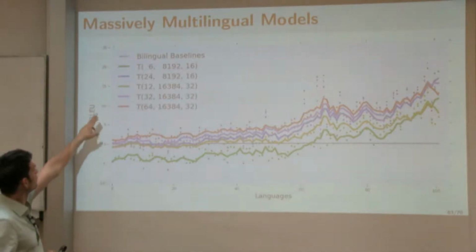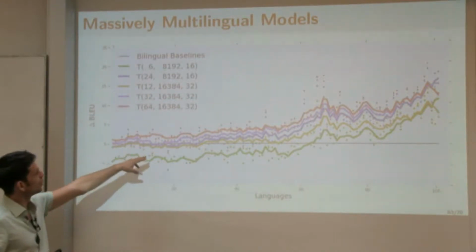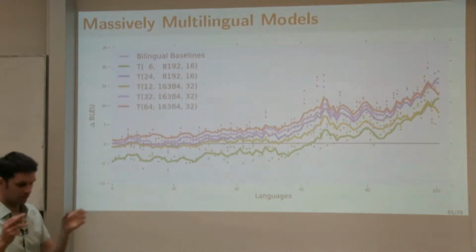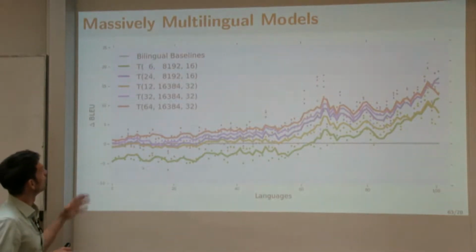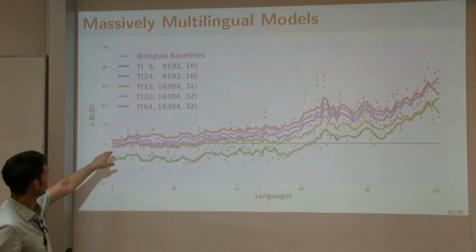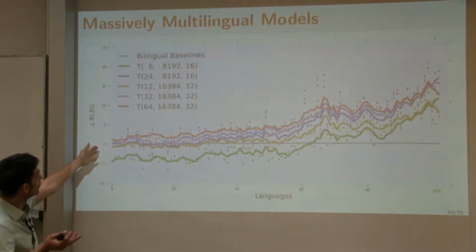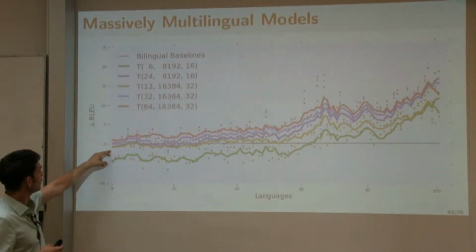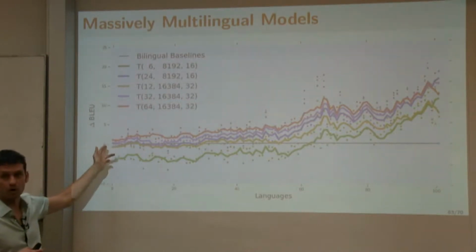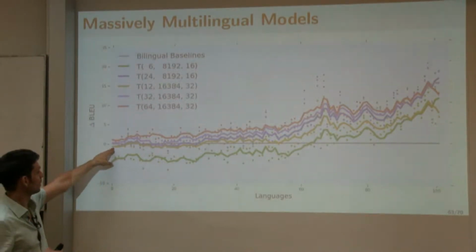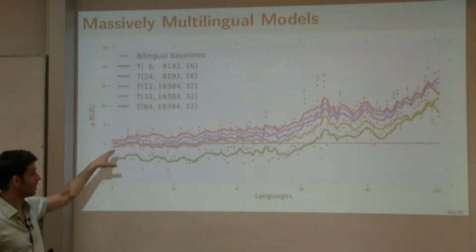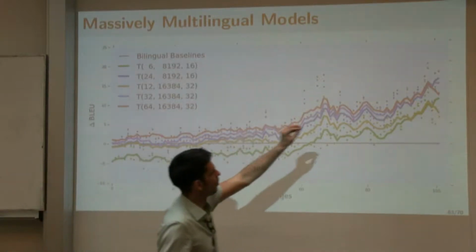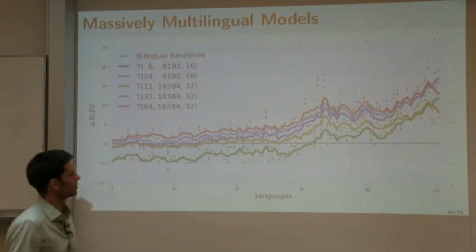Then we have the blue and yellow curves, and that is the deep and wide models, which are larger, first of all, than the baseline. So they are finally on par with, or very close to, the performance of the bilingual baselines, even for high resource languages, and they benefit more in the low resource setup.